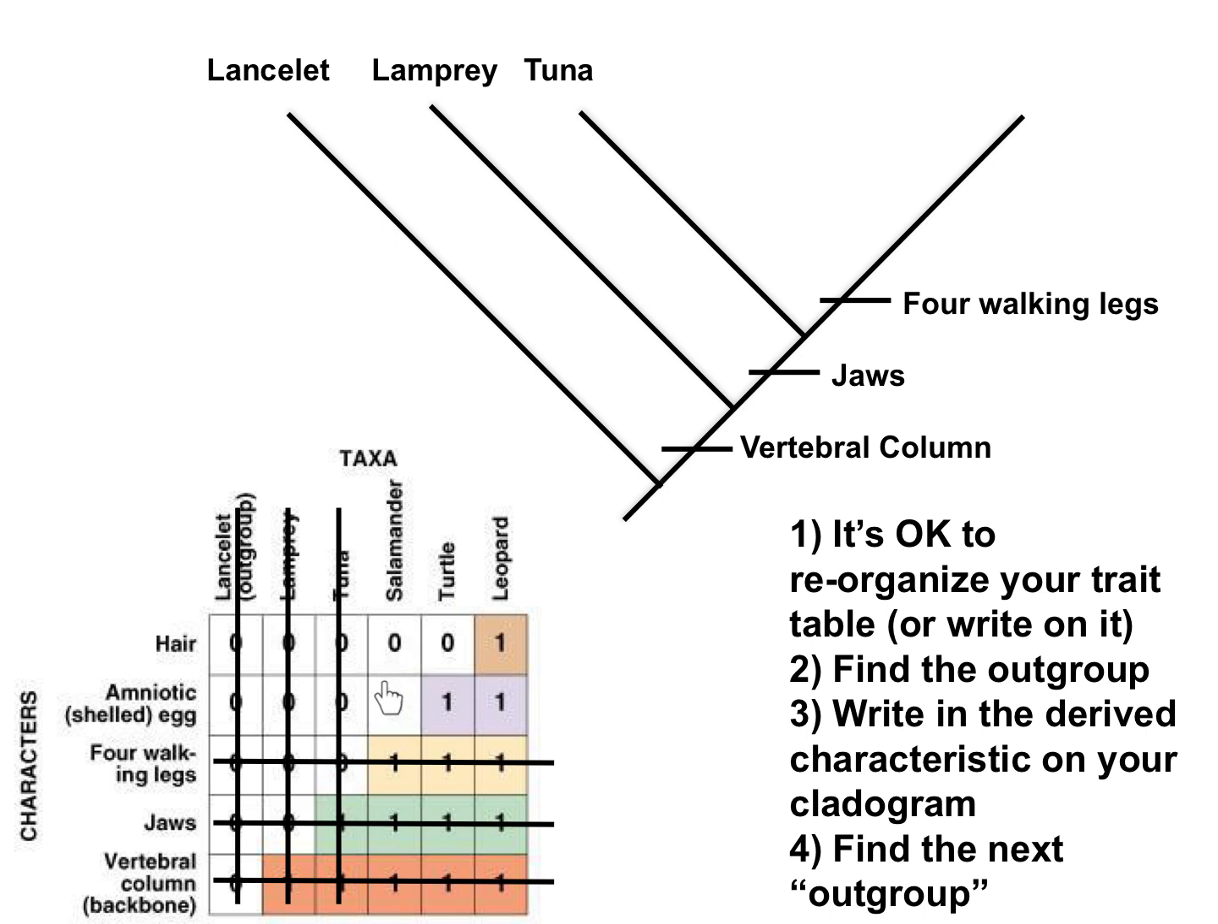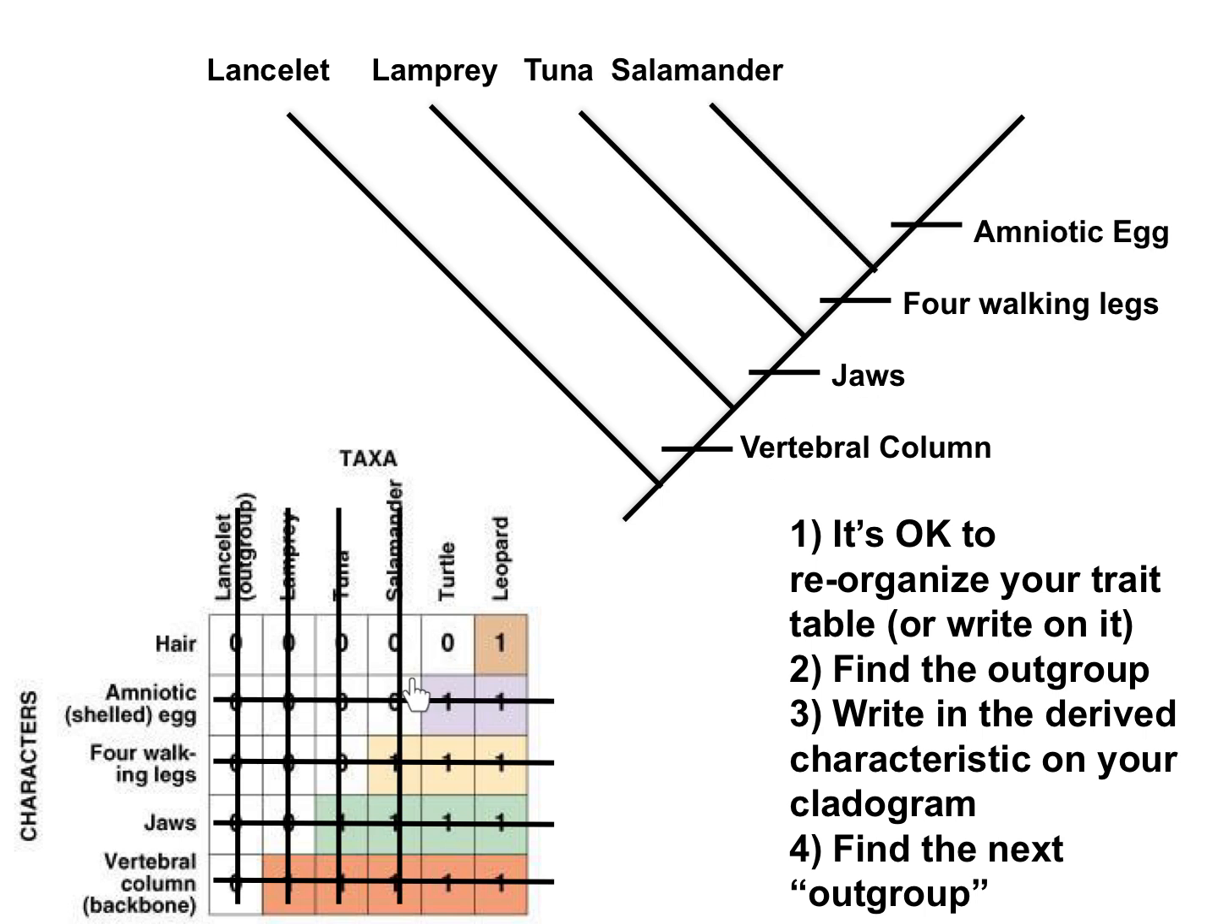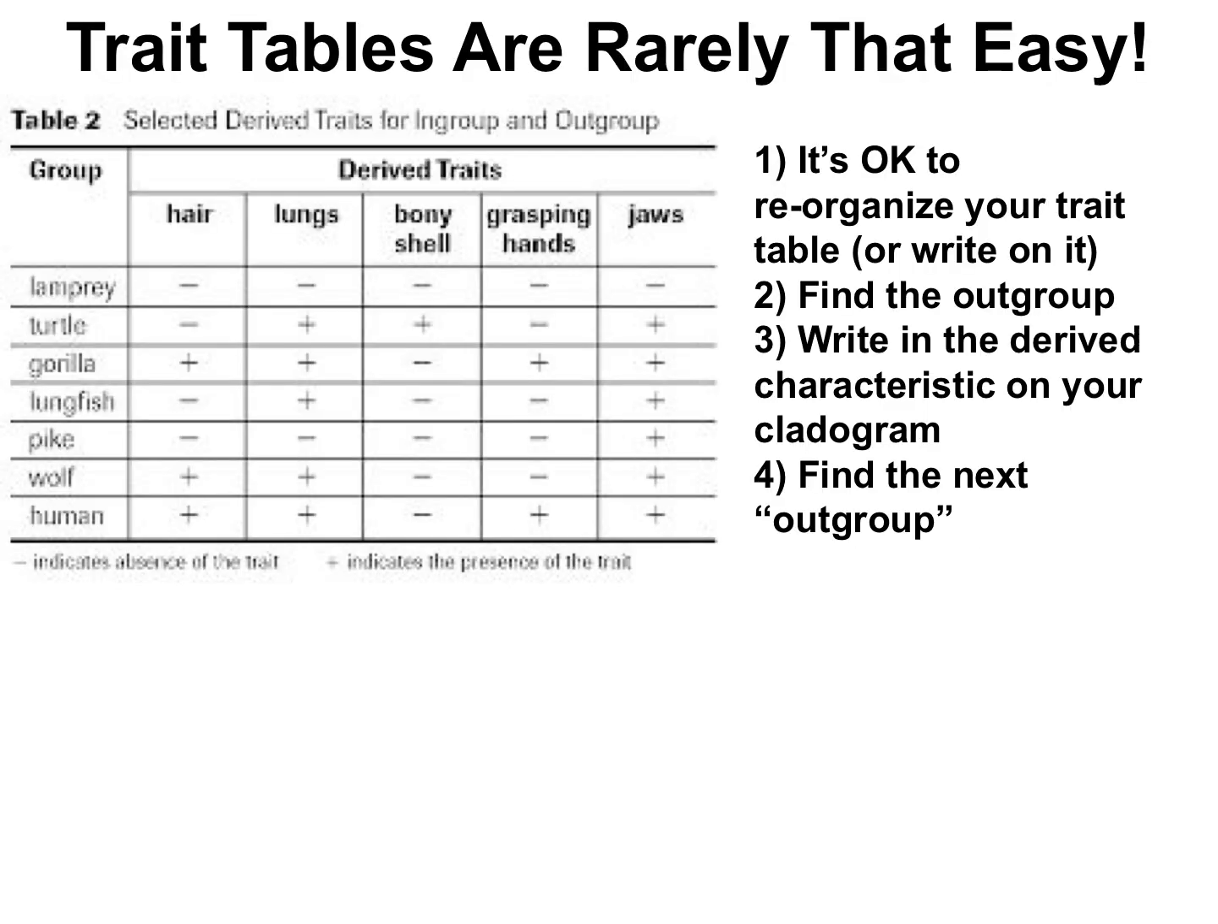Next are salamanders, which have these 3 derived traits, but not amniotic eggs. Boom, now we've got turtles who have all of these traits, but not hair. And then we can finish off this trait table by adding leopards on the last tip. Our cladogram is complete. Notice that each tip has a species on it here. Trait tables are rarely that easy, but the basic idea for making cladograms from trait tables is the same.